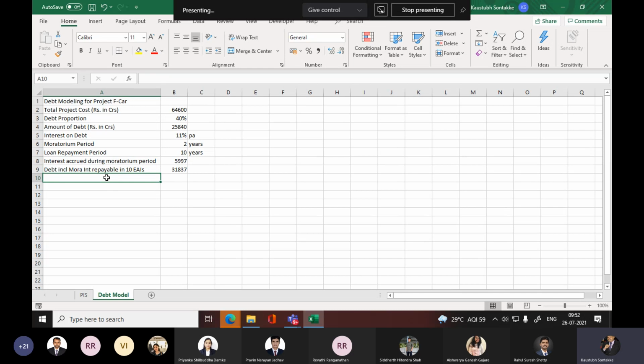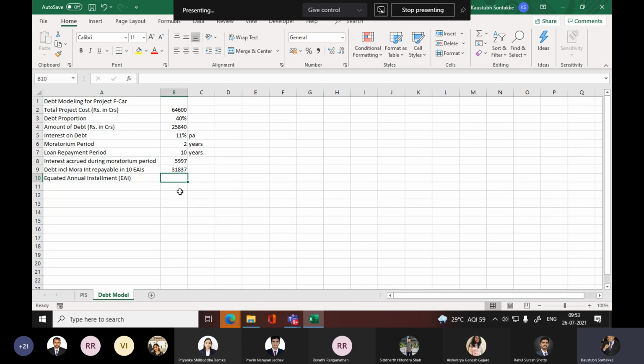Now next you will write equated annual installment, EAI. This is also rupees in crores, needless to write, we have already mentioned above. Now how to calculate this equated annual installment? For that we are going to use a formula function.